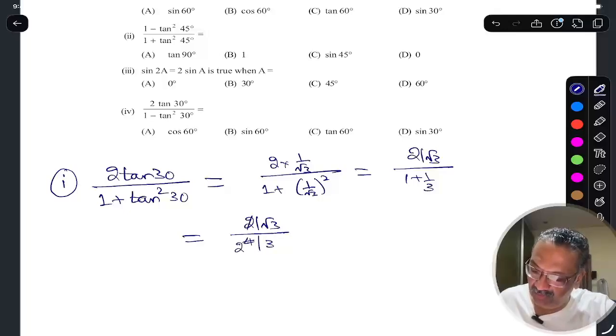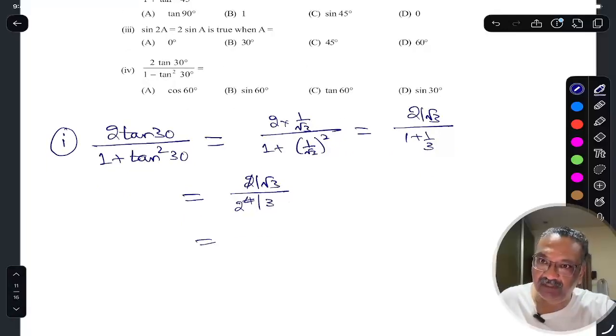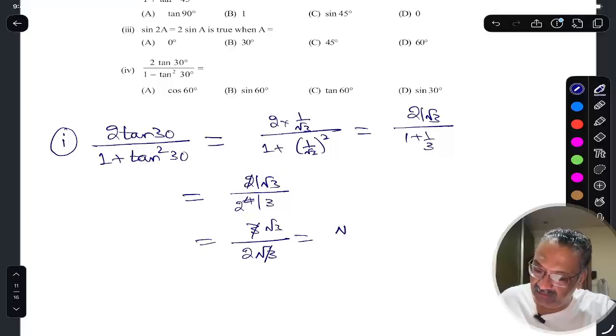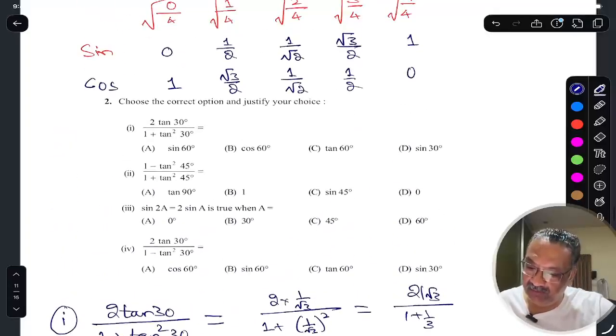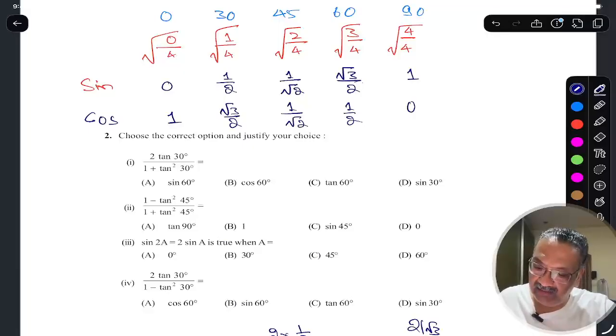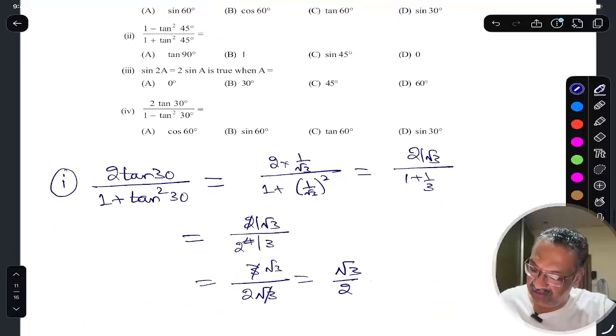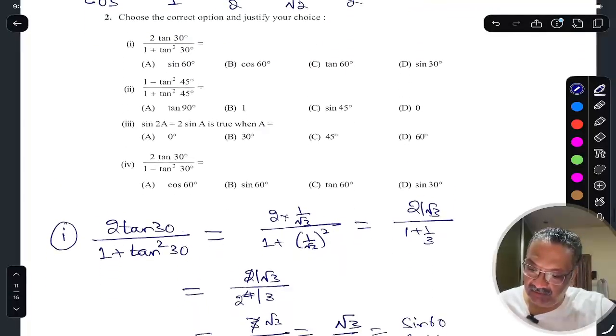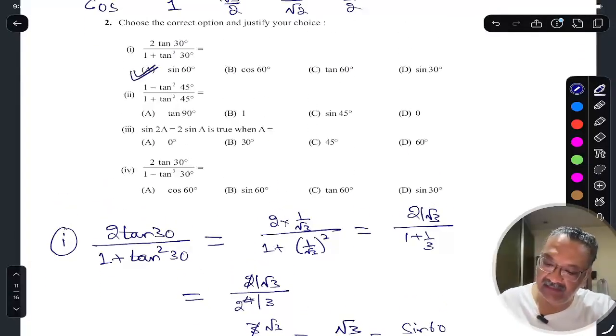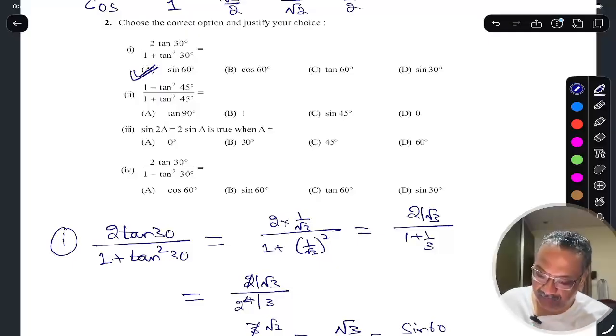2 ones are 2, twos are. So the denominator of the denominator goes up. So this becomes 3 root 3 divided by, root 3 in the numerator, the denominator is there, so it comes down. So it becomes 2 root 3. So root 3 ones are root 3, so this is equal to root 3 by 2. So what can root 3 by 2 be? We have either it is sin 60 or cos 30. This is equal to sin 60 or cos 30. So what did they give in the multiple choice question? Sin 60. So sin 60 is correct. All right.